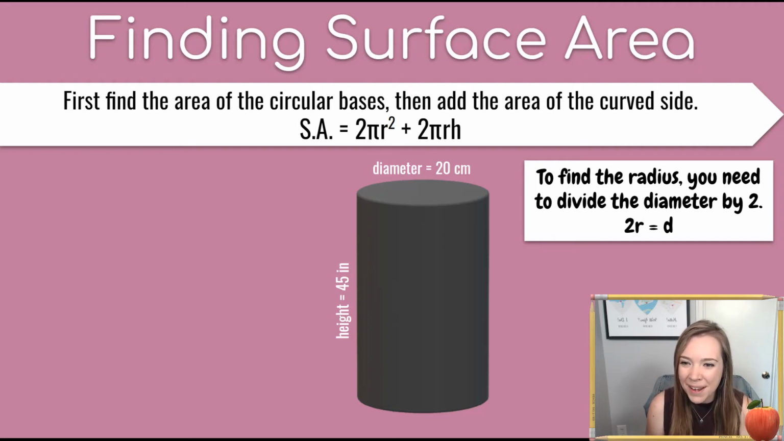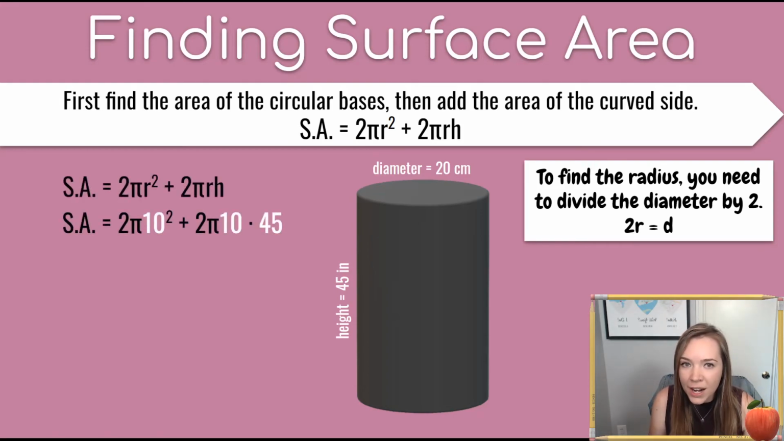Okay, hopefully you paused the video. Here we go. So we're going to bring down our surface area formula, and everywhere we see R, we're not going to put 20, we're going to put 10 because the radius is half of the diameter. So I've replaced all of my radius or my radii with 10, and then I've replaced my height with 45. So let's go ahead and walk through the rest of the problem.